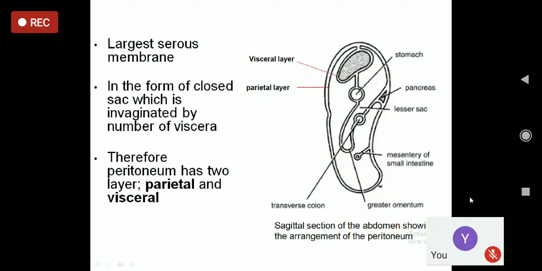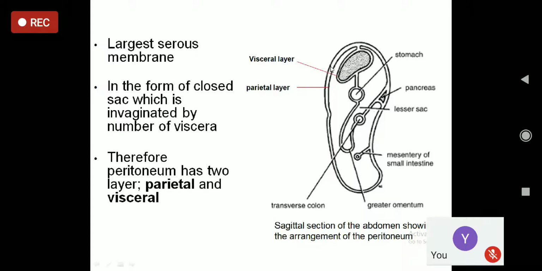So the peritoneum is the largest serous membrane, and as we know, the serous membranes line the cavity of the body wall, since the development of the embryo, in the form of a closed sac, which is invaginated by a number of viscera. So this is the peritoneum, which is invaginated by the different viscera, and they are surrounded by it. Therefore, the peritoneum has two layers: the parietal layer or the outer layer, and the visceral layer or the inner layer.